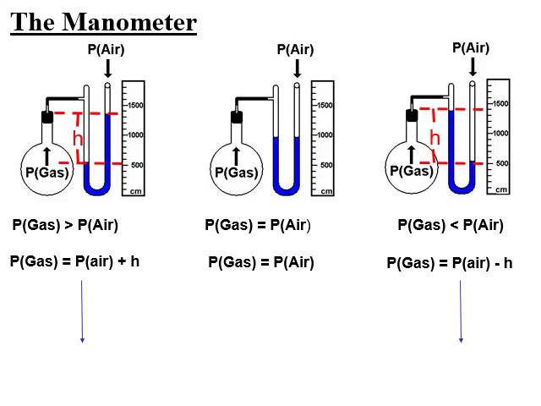If the gas pressure is higher than the air pressure, we would add the height difference. That height difference is telling us the difference in pressure. How different in height those 2 sides are is the difference in pressure. So we would add that height difference. If the gas pressure was lower than the air pressure, we would subtract the height difference.